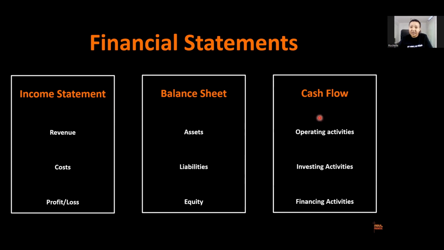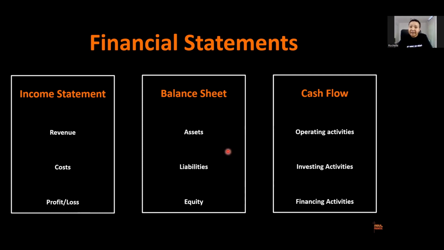All three of them have three sections. Very easy. The income statement has revenue, which is the sales of the company. It has all the costs, and it tells you if a company made a profit or a loss. So all the expenses, all the income, profit or loss. Let's move to the balance sheet. A balance sheet also has three sections. Balance sheet has assets, it has liabilities, and it has equity.